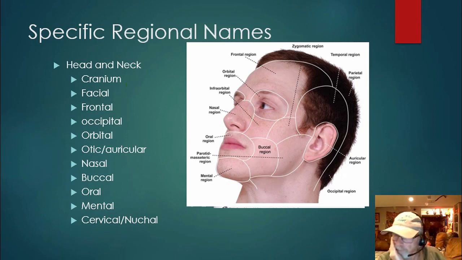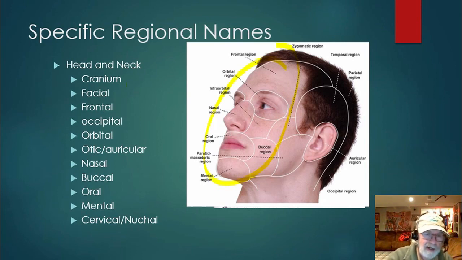Facial. Shouldn't take a rocket scientist to figure this one out. Facial area. Anything that's in the face is called facial. When we talk about muscles, there are a number of muscles called muscles of facial expression. So when you wink and raise your eyebrows and make funny faces, you're using muscles of facial expression because that's the face. Piece of cake. Facial means piece of face.